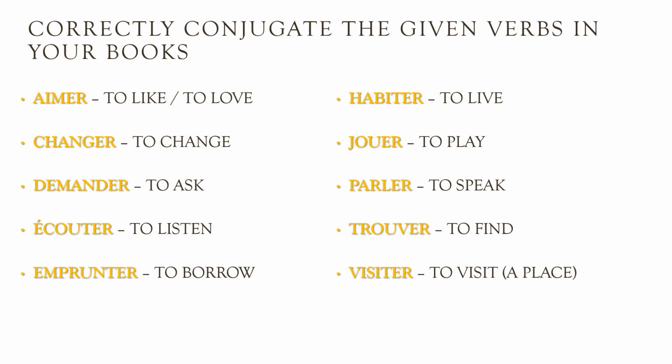Aimer, to like or to love, which we already used in first form. J'aime ma maman, I love my mother. J'aime ma peluche, I like my teddy bear. J'aime des sandales, I like slippers, or I love slippers. There's a stronger word for to love, so aimer is more loosely used. However, you have another verb called adorer, A-D-O-R-E-R, that means to love. That's a stronger love.